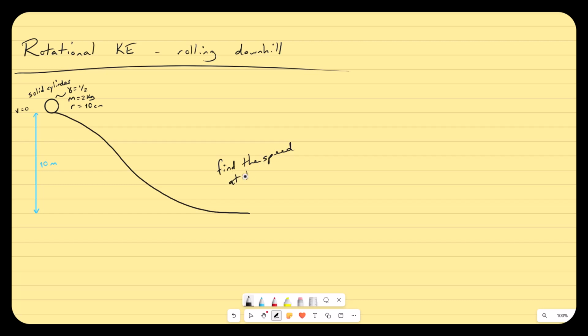Questions that I cannot ask are, how long does it take to get to the bottom? Because my acceleration is changing the whole way. What I do need, though, as far as information goes, I do need to know there is sufficient friction to roll without slipping.